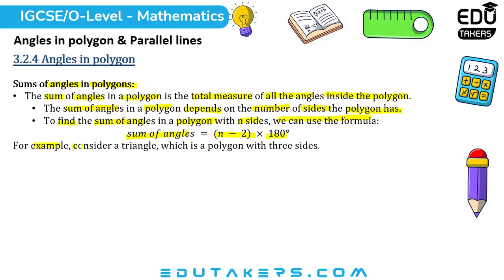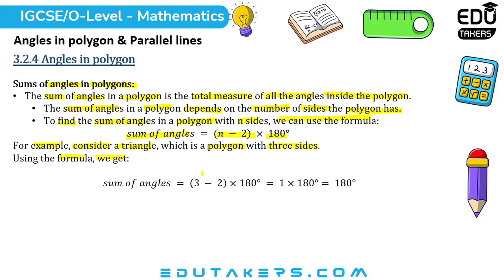For example, consider a triangle, which is a polygon with 3 sides. Using the formula, we get sum of angles equals (3 minus 2) multiplied by 180 equals 180 degrees. So in a triangle, the sum of the angles is always 180 degrees.